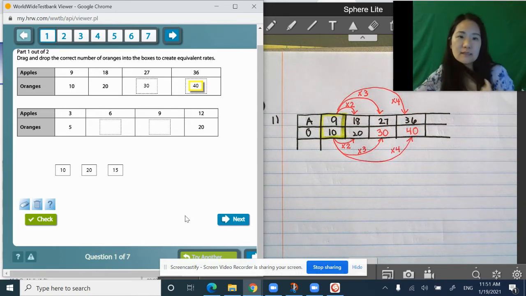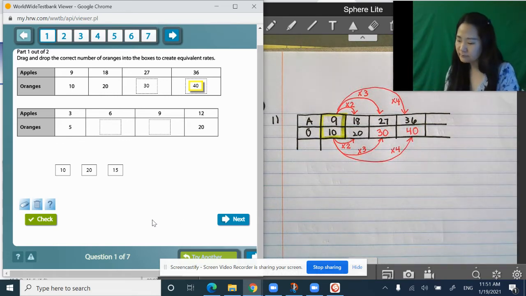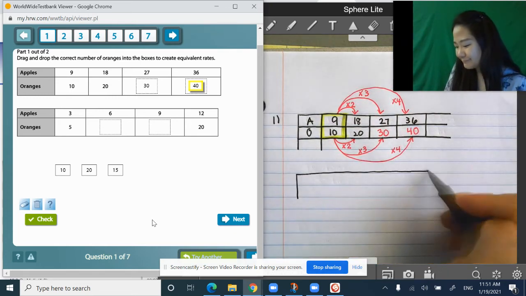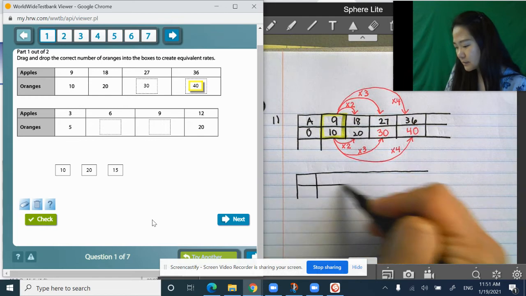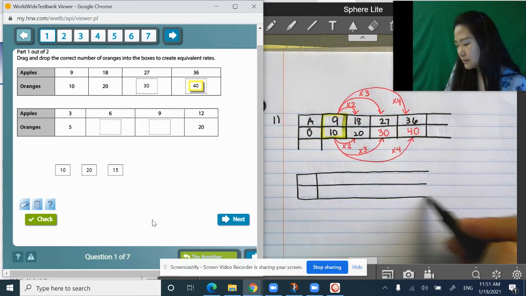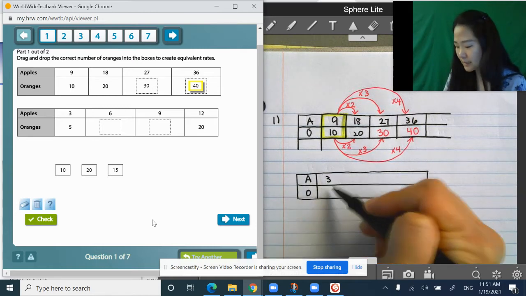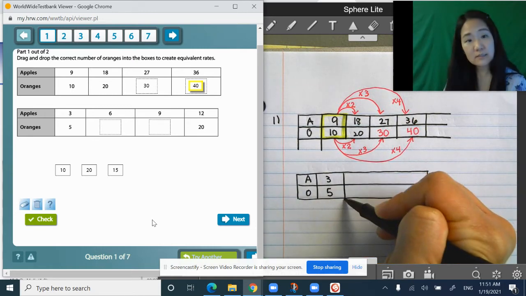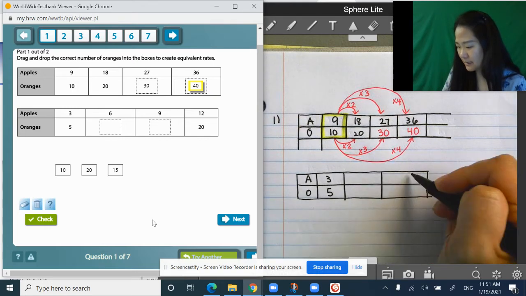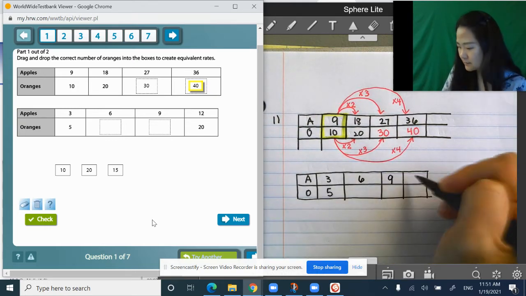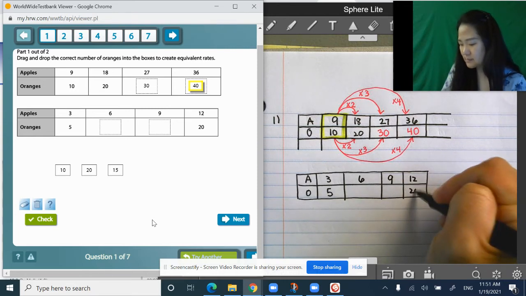Okay? Well, actually, I'm going to go ahead and do that because I just realized it's a 2-part problem. So let me actually do the next one too. So I have apples and oranges, 3 apples, 5 oranges, and then here I have 6, 9, 12, and 20 is already given.